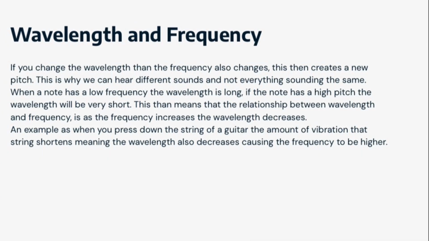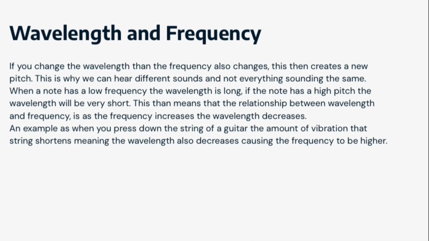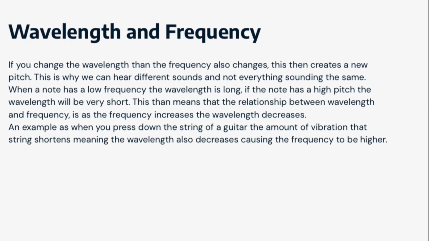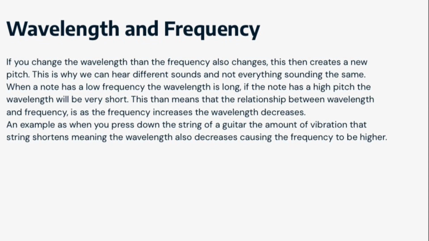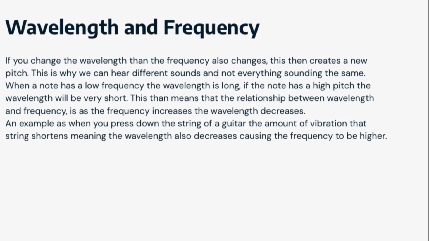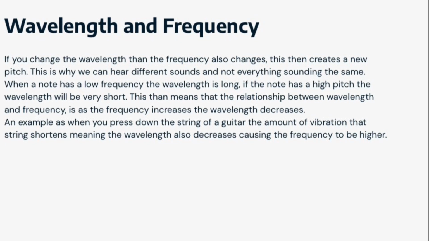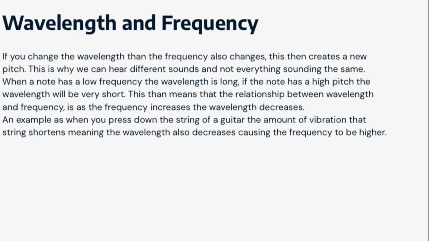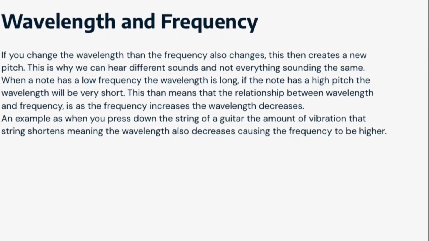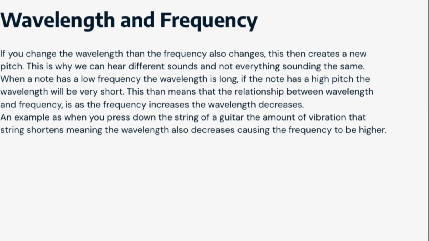If you change the wavelength, then the frequency also changes. This then creates a new pitch. This is why we hear different sounds and not everything sounding the same. When a note has a low frequency, the wavelength is long, and if the note has a high pitch, the wavelength will be very short. This then means that the relationship between wavelength and frequency is as the frequency increases, the wavelength decreases.